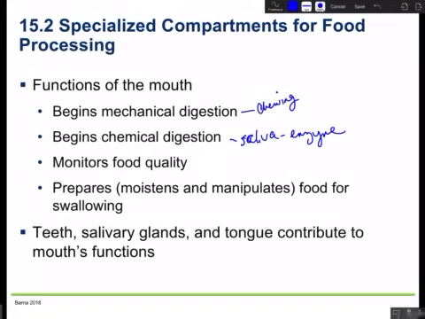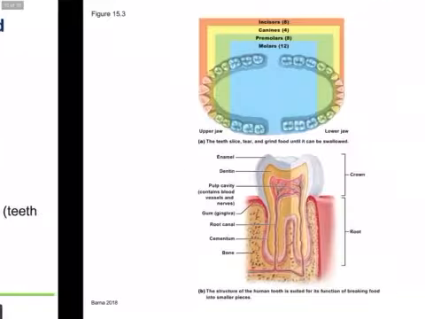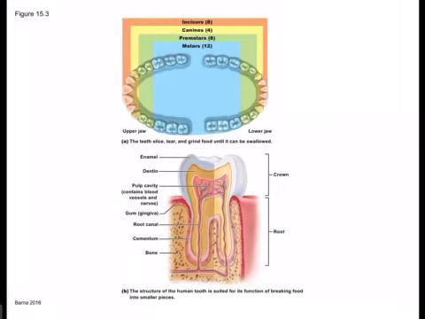We moisten and we prepare our food for swallowing, so we make it come to our tongue and our teeth, basically put food into what's called a bolus. And a bolus is basically a round-like structure. Our teeth, let's go ahead and just go straight to this picture right here. Our teeth contain the crown, which is above the gingiva, above your gum line. The root will extend below your gum line.